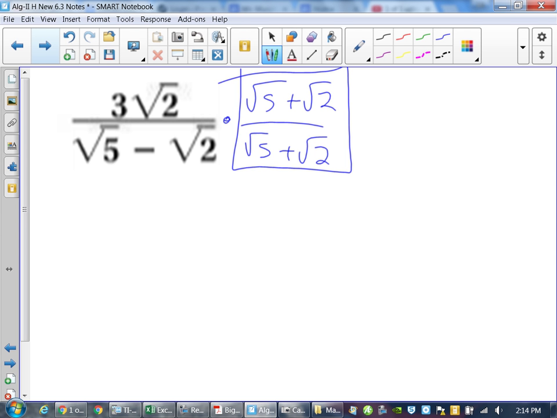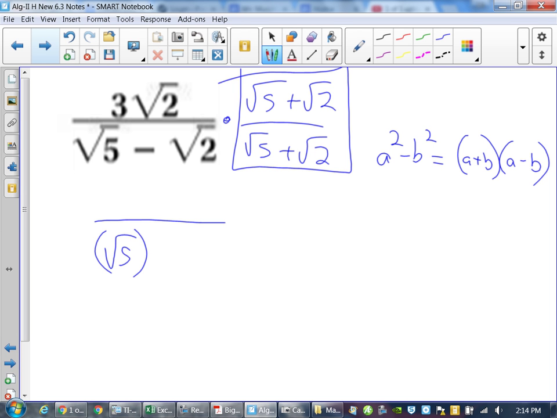So when I do this, I'm foiling things out. But you're creating a difference of squares. Remember the rules for difference of squares. If it's a squared minus b squared, that equaled a plus b, a minus b. So my answer here, the denominator is just going to be root 5. I'm going to write out long way real quick. Root 5 squared minus root 2 squared, which is 5 minus 2.